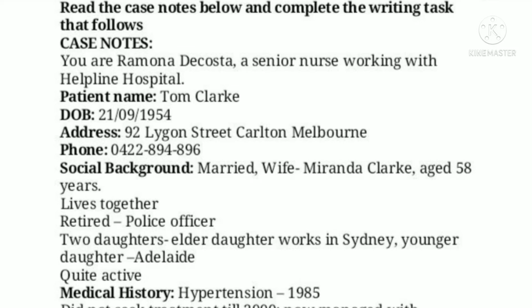Then medical history given: hypertension. From these points, what information do we have to include? The name, of course, a date of birth, then the social background. If it is important, then only you should include. How can we select the relevant information?